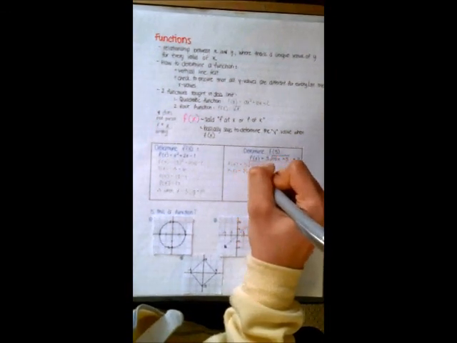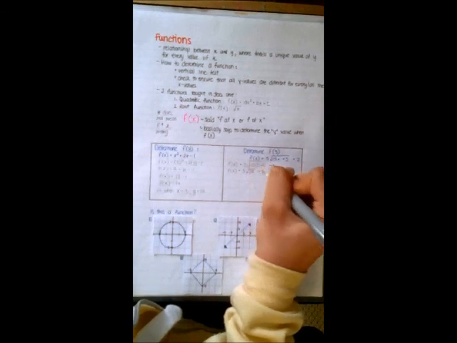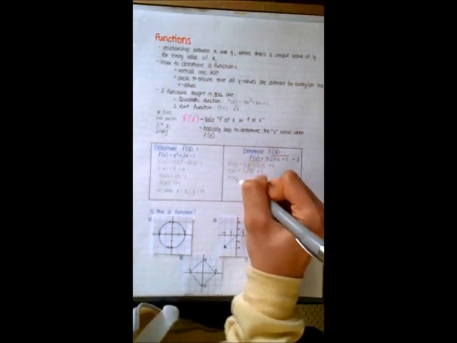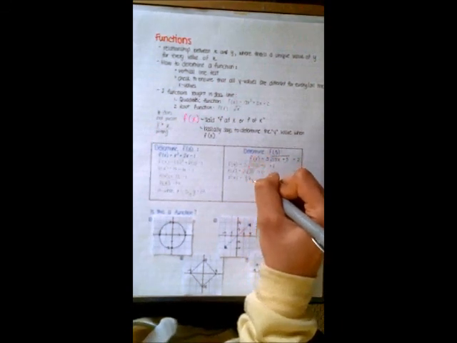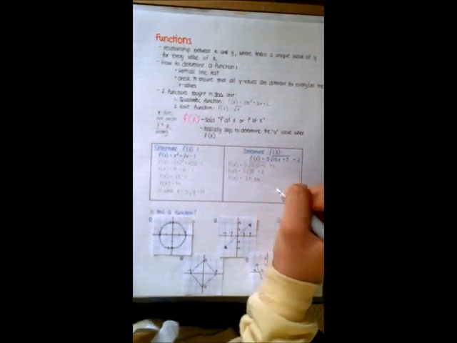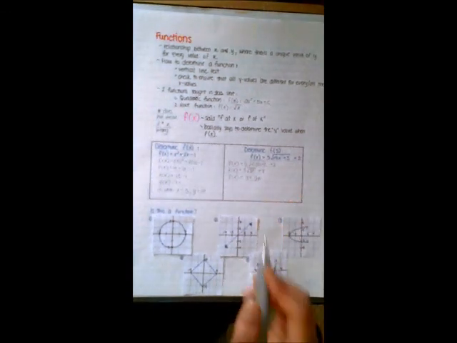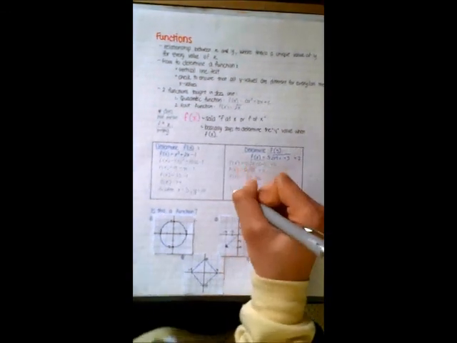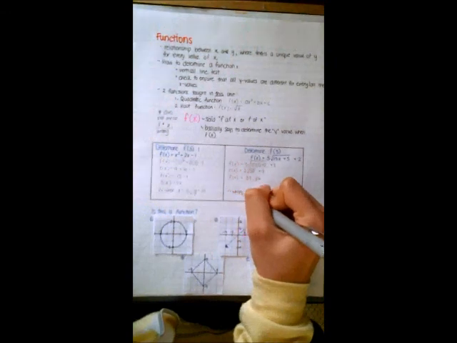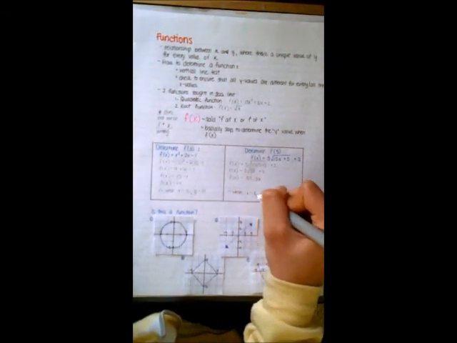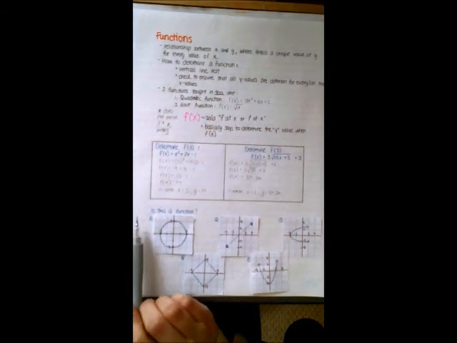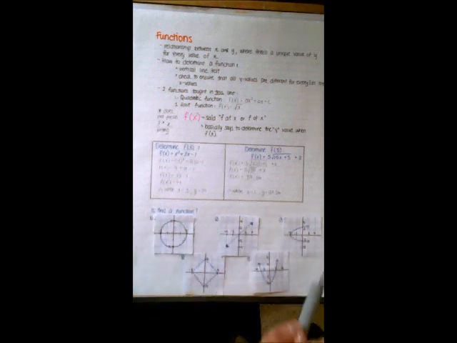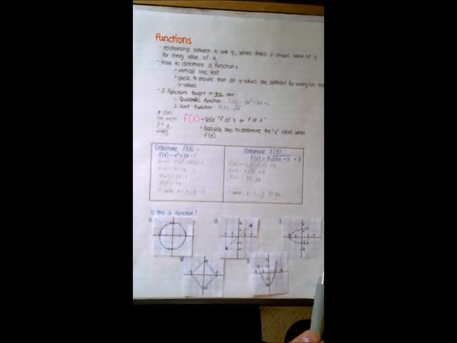f(x) equals 5 square root of 50, plus 2. f(x) equals 37.36. And that would be your answer. So therefore, when x equals 5, y equals 37.36.